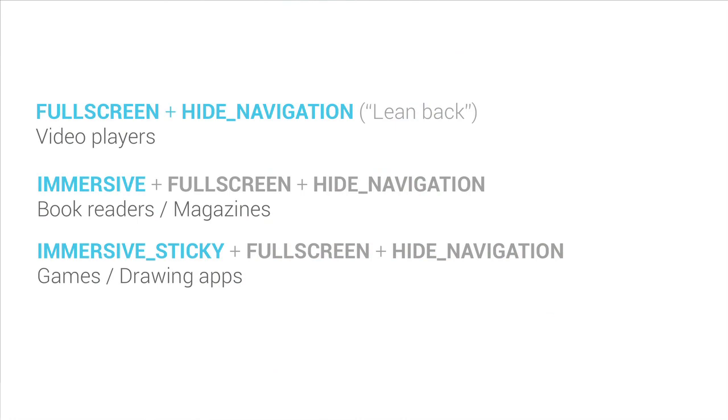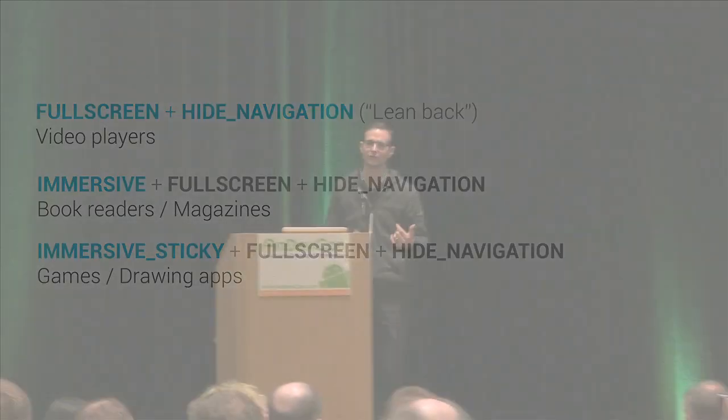So this is a summary of where you would use each of these alternatives. For video players, a full screen with hidden navigation is sufficient, because if someone touches the screen during a video, there's a very good chance that they want to break out of that immersive experience and do something. Otherwise, there's no need to touch it. On the other hand, if you've got a book reader or a magazine, you want to toggle the immersive mode on or off. And for things which are basically always supposed to be full screen, games and drawing apps where there's a lot of touching on the screen, but you don't ever really want the system bars unless the user explicitly asks for them, you want to use that immersive sticky mode.